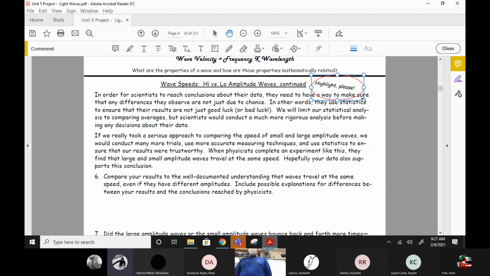So highlight the important text in the first couple paragraphs at the top of page 4.